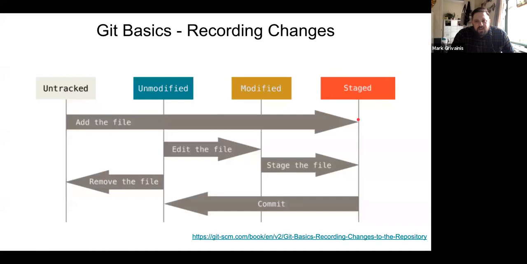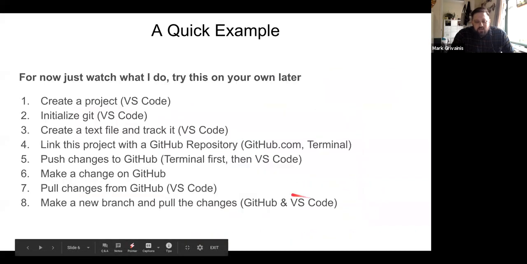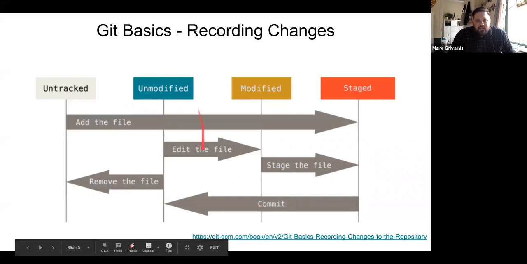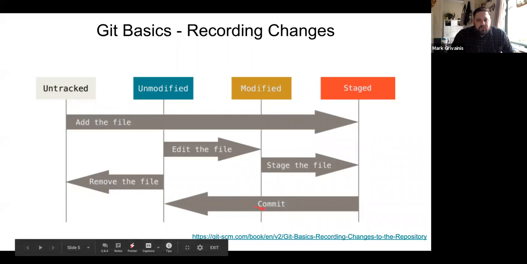Once the file's staged, we can commit the file. So that's another action. What committing will do is it will basically save a checkpoint of this file in the current state that it is, and this file will now be unmodified. That means that there are currently no changes to the file from the last time there was a commit.